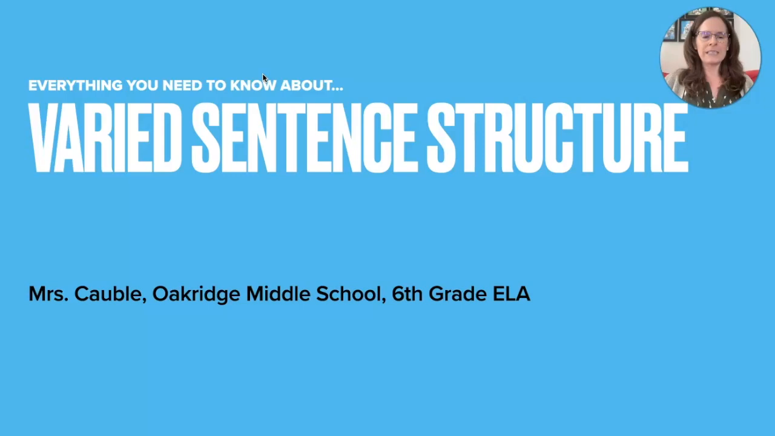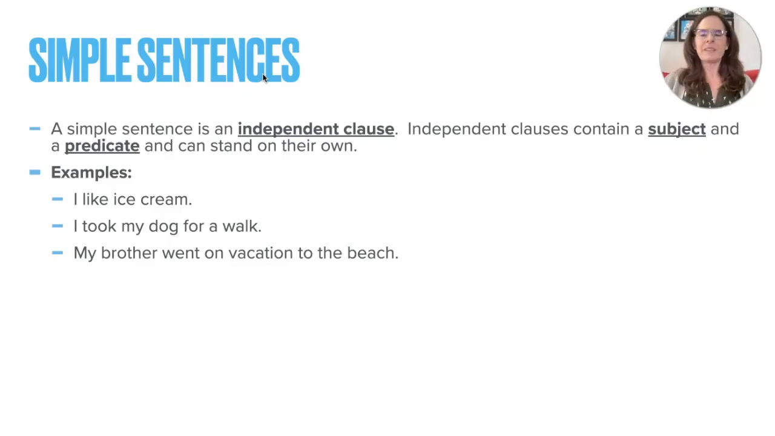So I thought I would record this little video to try to help you visualize what these different sentence structures look like. So simple sentences are the basic sentence. It's an independent clause. It has a subject and a predicate, and it can stand on its own. For example, sentences like, I like ice cream, I took my dog for a walk, or my brother went on vacation to the beach. Those are simple sentences because they are independent clauses that can stand on their own.